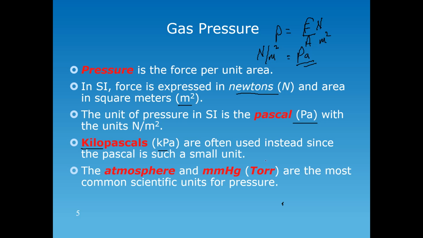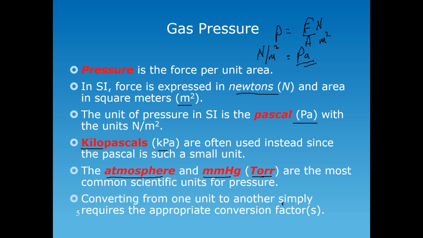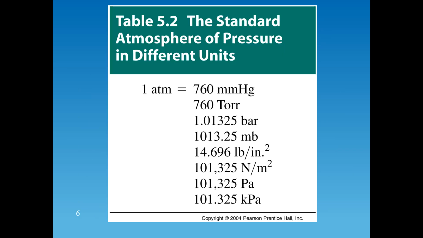There are some other units of pressure that are very often used by scientists. You have what is known as the atmosphere unit and also the millimeter mercury unit, which is the same thing as the torr unit. So the torr unit and the millimeter mercury unit are both one and the same, all right? And it's very easy to convert from one unit to the other because there are established relationships between the different units, which is shown here in this slide, all right?